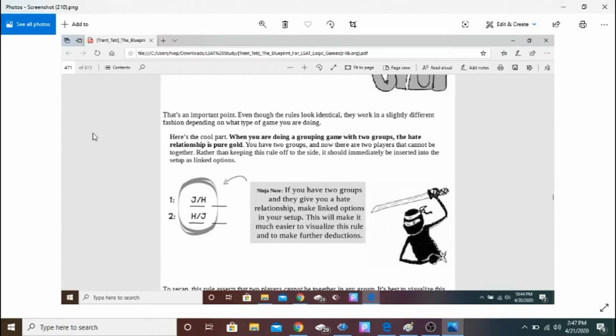Next is a hate relationship. So a little differently now, since we know there's two groups, if these two hate each other, you can simply list it as an option. So in this example, let's say J and H hate each other, right? They can't be together. In the two groups, you'd simply put, okay, J/H in the first group and H/J in the second group. You know if one of them is in one group, the other one has to be in the other, and vice versa. There's only two groups. There's no out group, so they have to be involved. So just to reiterate, you would directly insert it into your setup.